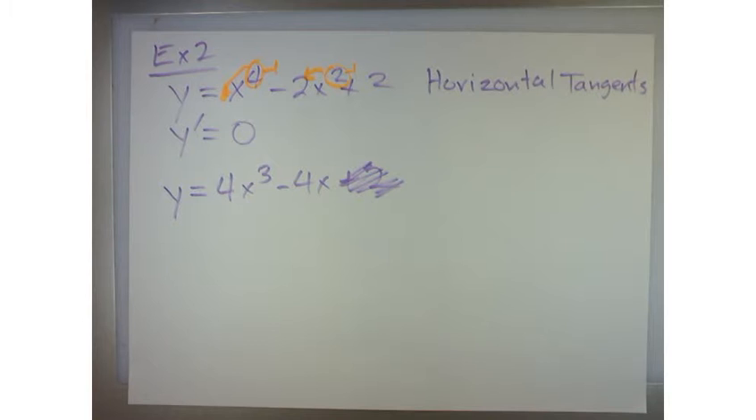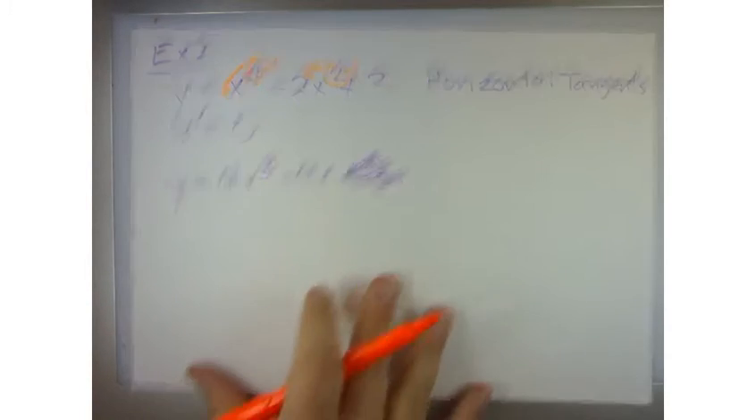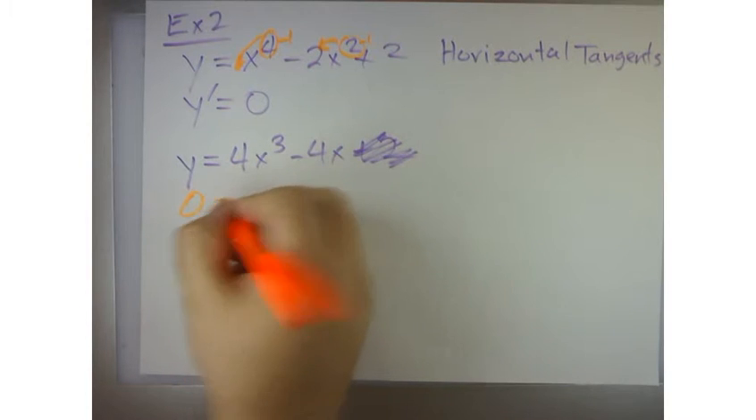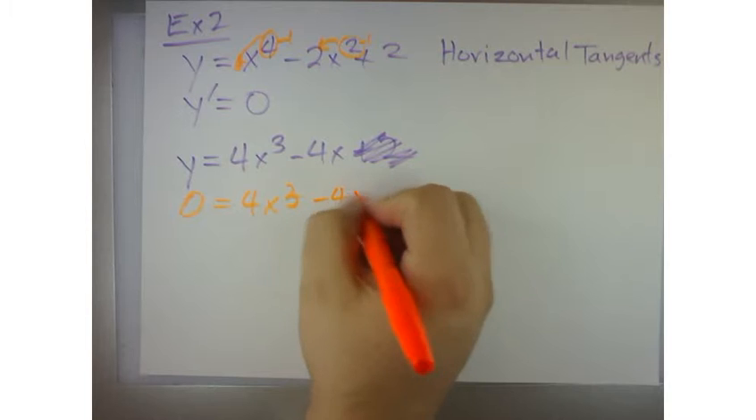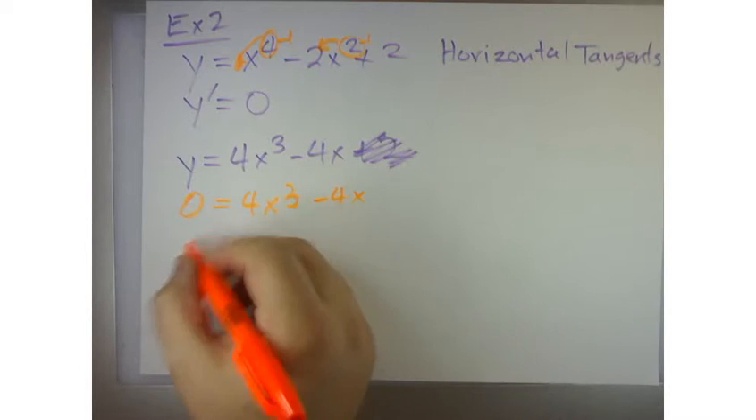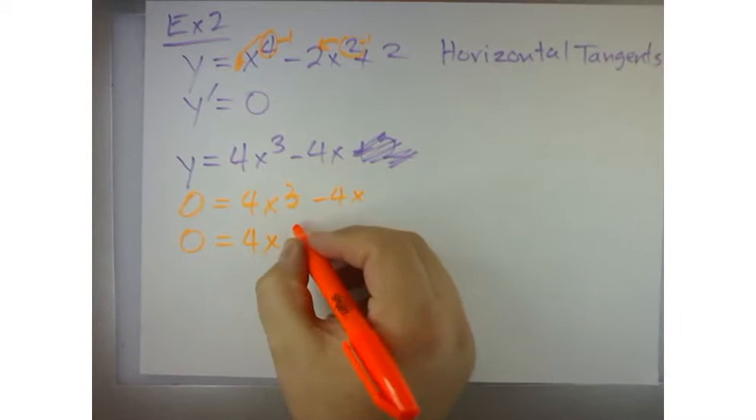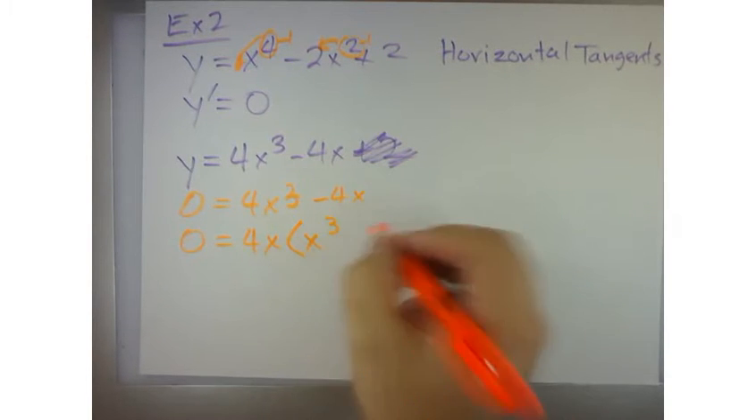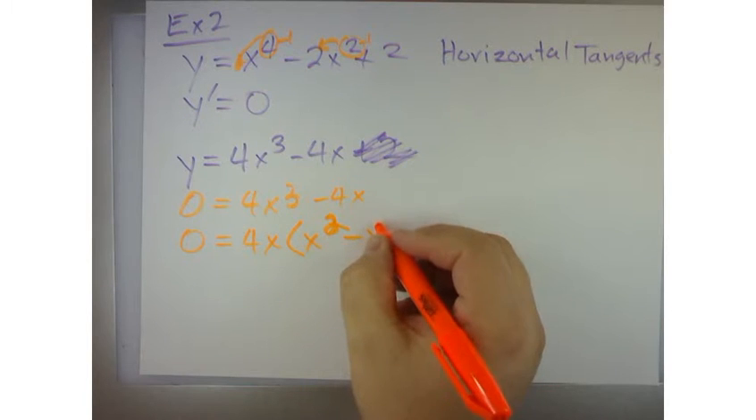I need to figure out when this thing equals 0. Can we do that? Yes, we can. So we say 0 is equal to 4x cubed minus 4x. Now, if I'm smart, I'll factor out the 4x, and I get x squared minus 1.